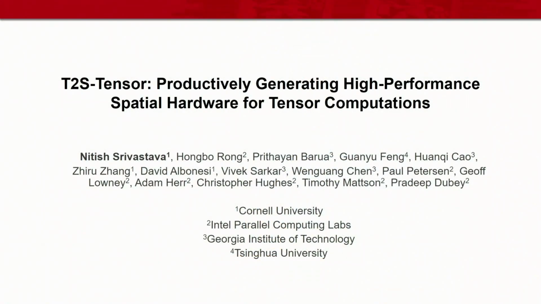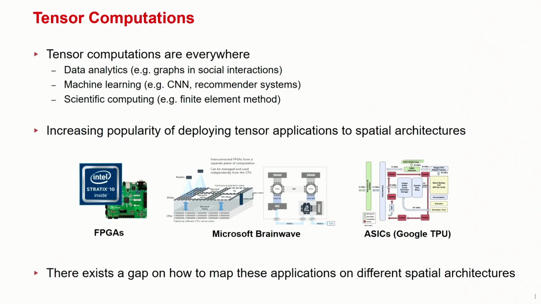Tensor computations are everywhere, from data analytics, like graphs and social interactions, to machine learning, like CNN and recommender systems, and scientific computing, like finite element methods. Due to this widespread use of tensor computations, there has been a lot of push to deploy these tensor applications onto different spatial architectures, like FPGAs, CGRAs, and ASICs. Microsoft Brainwave and Google TPU are a few examples of that.